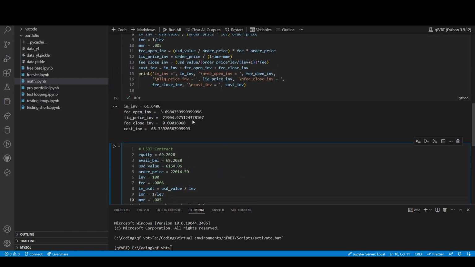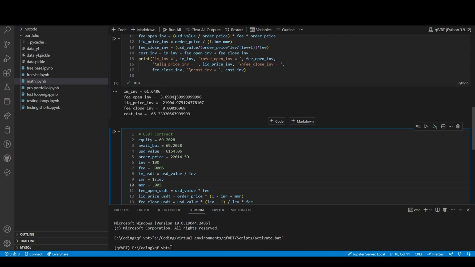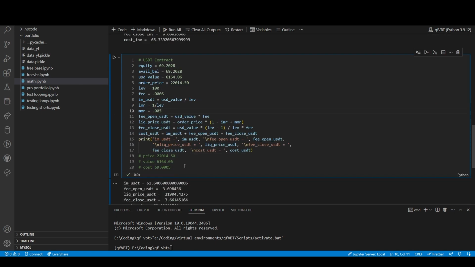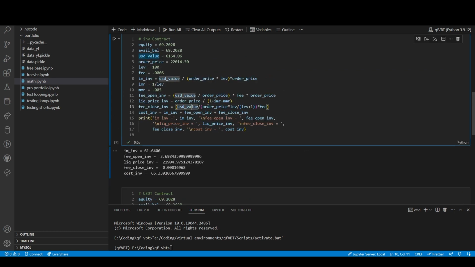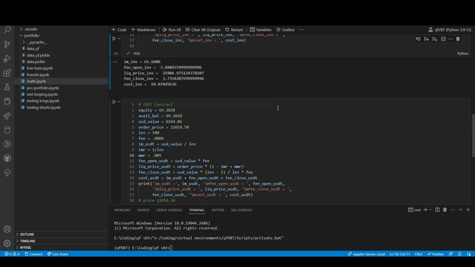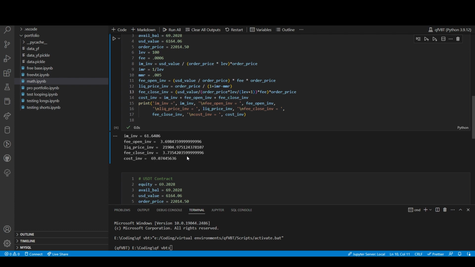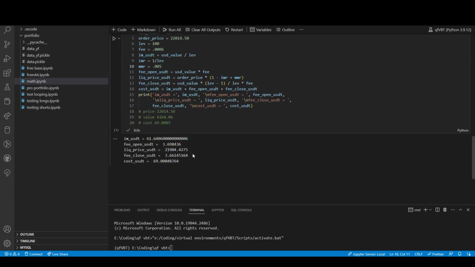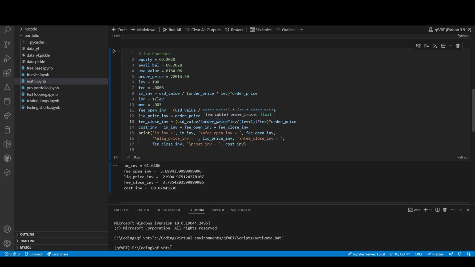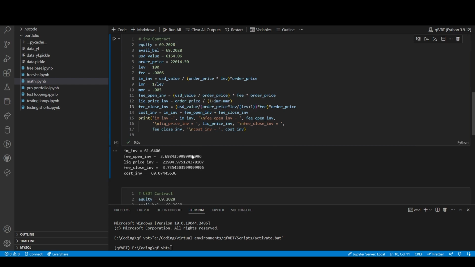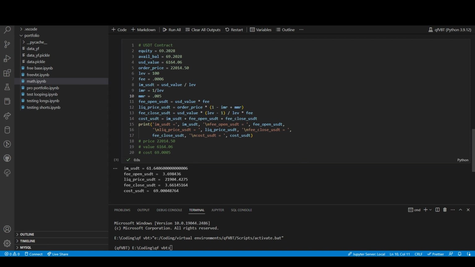So this is 6164. This is 6164. This is fee to open is 36889. These are, and this is more accurate too. Okay, so the fee to close is this times order price. So yeah, all of this stuff for the inverse is very close for whatever reason, but it's not like this.